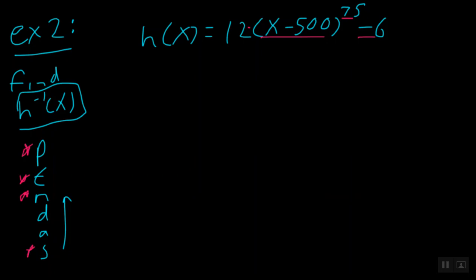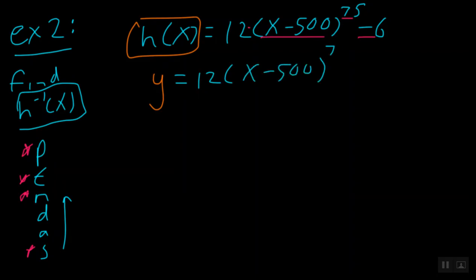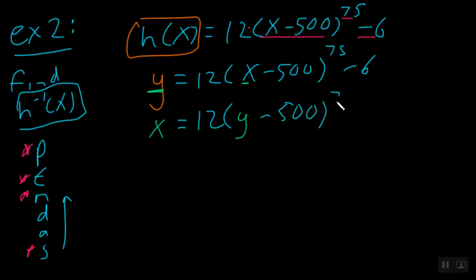This is our one new addition from the last time. Now, from here, the first thing we know that we'll always do is take our function notation, h of x, and rewrite it as y. Y is equal to 12 parentheses x minus 500 to the 75th power minus 6. Now to find any inverse function, I take my x and my y and flip them. And now we can rewrite the entire equation: x is equal to 12 parentheses y minus 500 raised to the 75th power minus 6. Now at this point, let's go ahead and start getting rid of our operations.